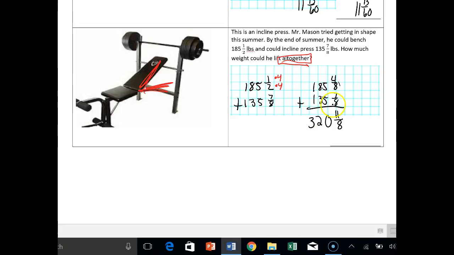But we're not done, because this right here is an improper fraction. I can get a whole other pound out of it, right? It's improper. So how many times does 8 go into 11? It goes in there 1 with 3 left over, so 1 3/8. So this is an extra whole and 3/8 that I can add to 320. So 320 plus 1 3/8 means I could have lifted by the end of the summer 321 and 3/8 pounds, right? It was impressive. Definitely can't do it anymore, but hopefully, who knows, maybe I'll get back in shape at one point.